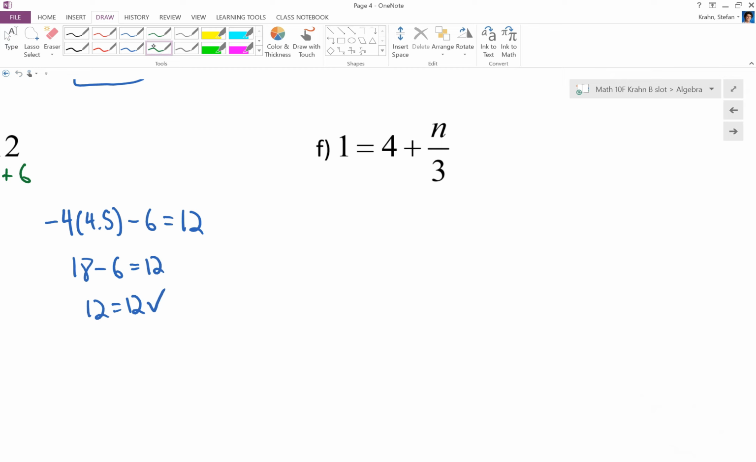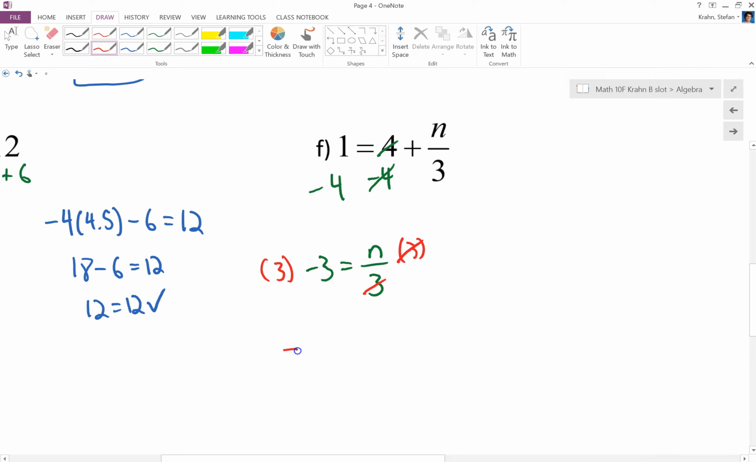Here I want n by itself. Since it's n divided by 3 plus 4, I'm actually going to subtract 4 from both sides. Subtract 4. Minus 3 is equal to n over 3. Then I do the opposite of divide by 3, which is multiply both sides by 3. 3 times negative 3 is negative 9 is equal to n.